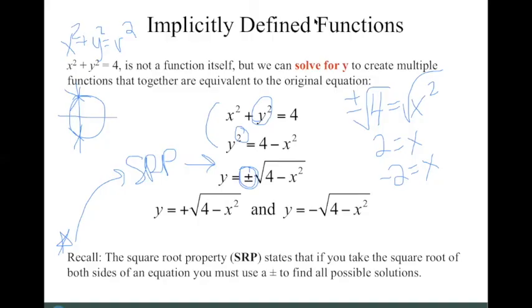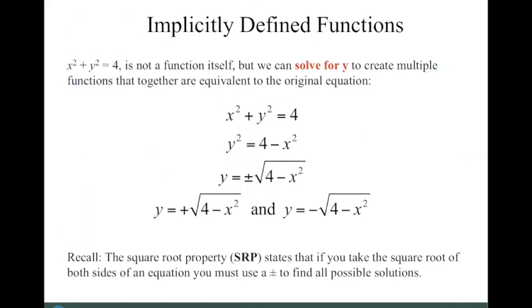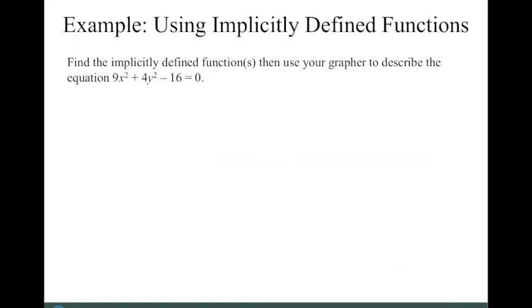So let's look at an example here. Our next example is just finding the implicitly defined function of this equation, and then use your grapher to describe the equation. I'd like you to try this. Just keep in mind, first of all, implicitly defined means solve for y. And second of all, if you use the square root property, you need to have that plus or minus.